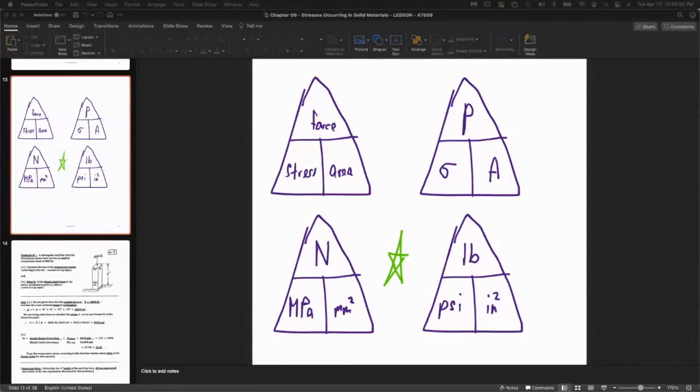Okay, so we are continuing with Chapter 9, Stress, Force, Area Calculations. You will remember these triangles here. These are just my tools that I share with you. You can use these to help remember the formulas. So when you're juggling all the variables, nothing gets too, pardon the pun, too stressful.